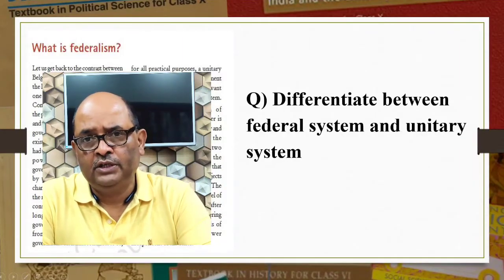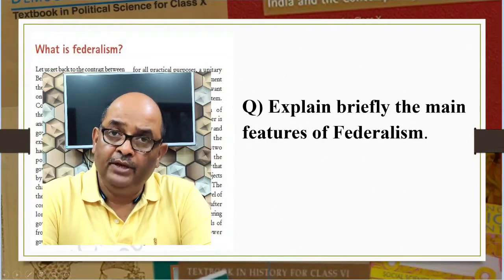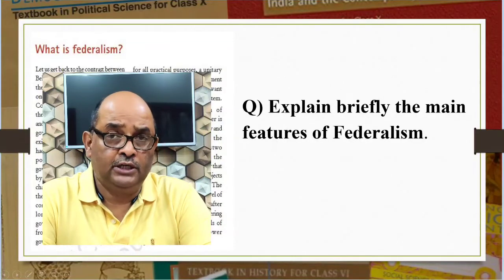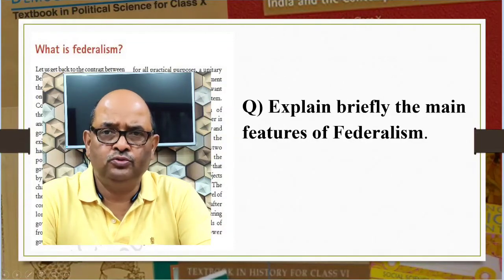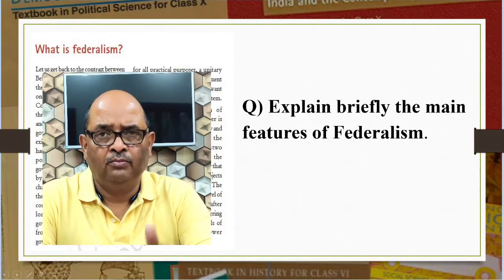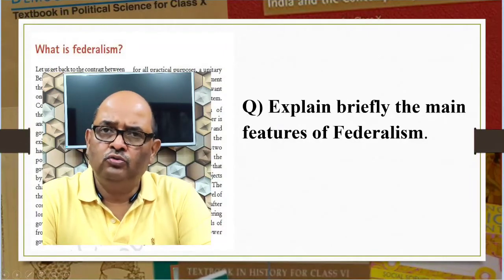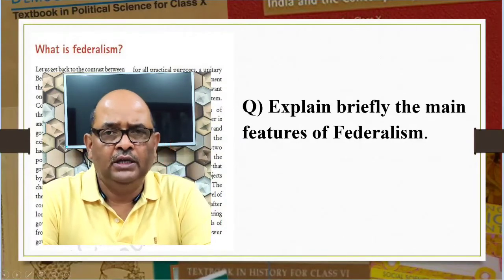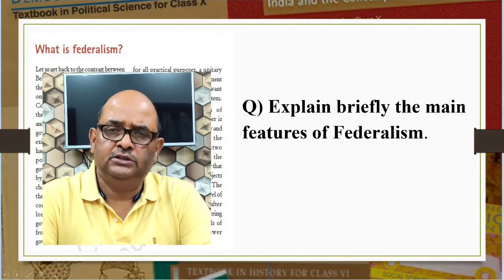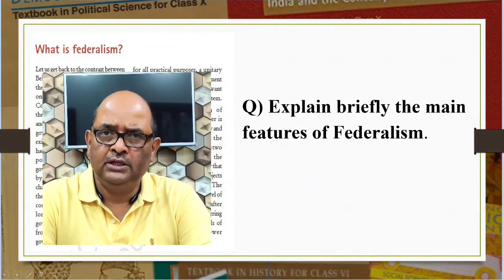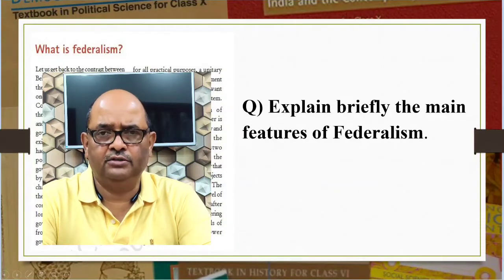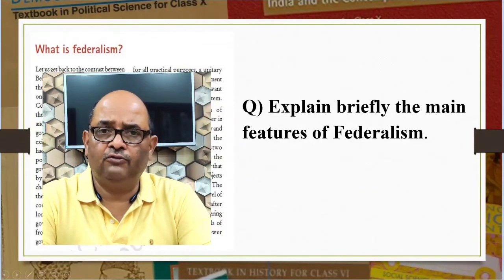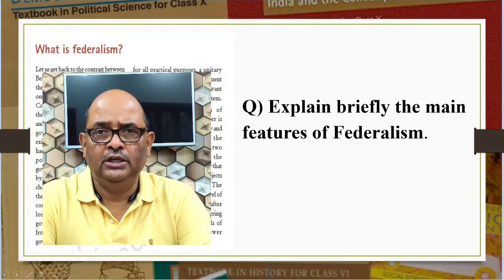Next question. Explain briefly the main features of federalism. In your textbook, there are 7 features given. You choose important ones. Point number 1. There are 2 or more tiers of government. Each tier of government has its own jurisdiction in specific matters of legislation, taxation, and administration. The existence and authority of each tier of government is constitutionally guaranteed.